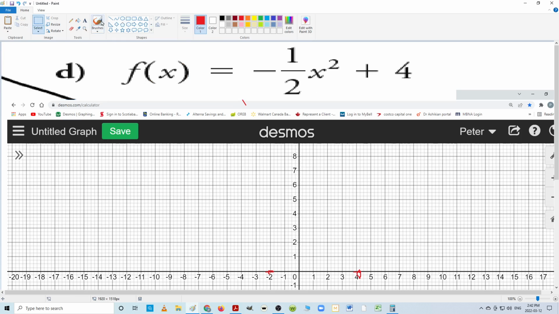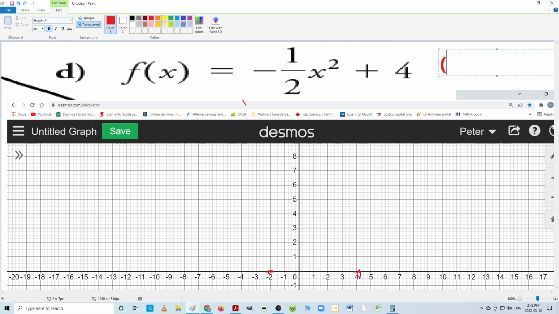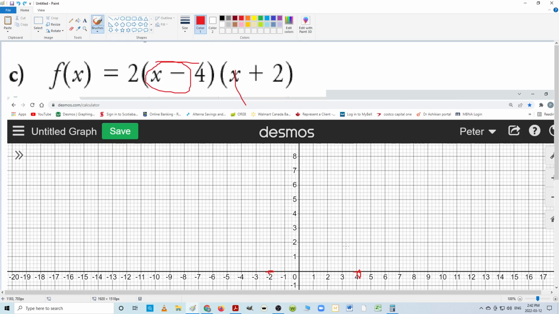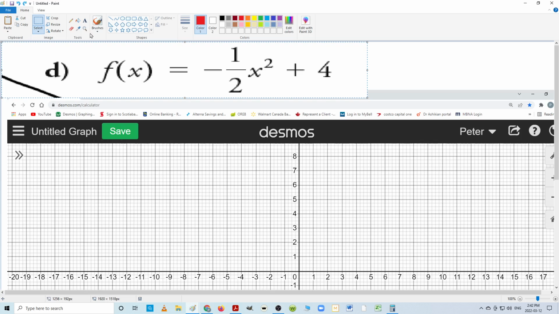But it's not really. That does not have any other x's in it, so that means the vertex is right there, 0, 4, and it opens downwards. So that means the y-intercept and the vertex are the same. By the way, ignore these y-intercepts there. Let's get rid of them now, actually. There we go. So that means 0, 4, and it's going to open downwards because of this negative.